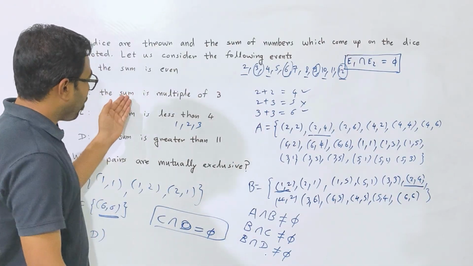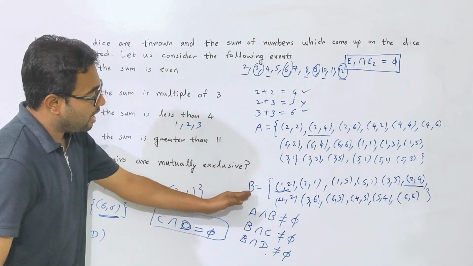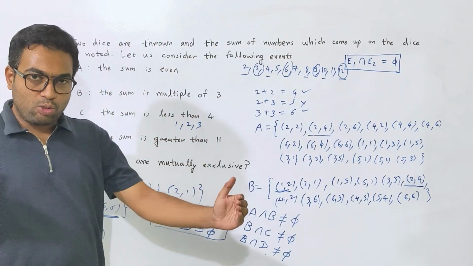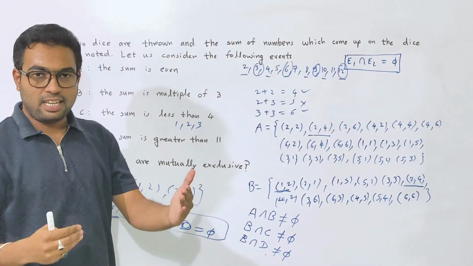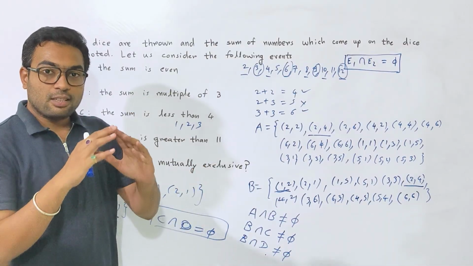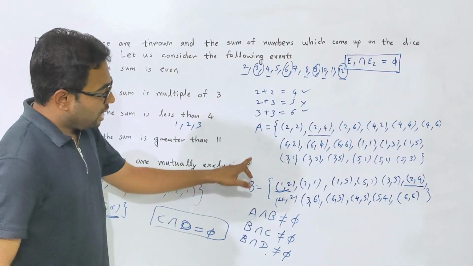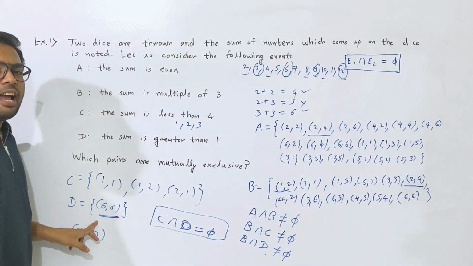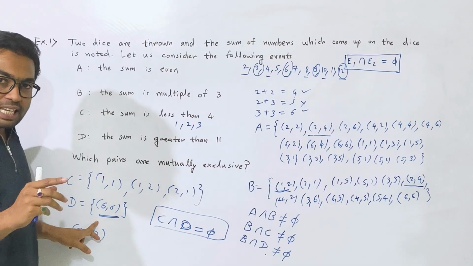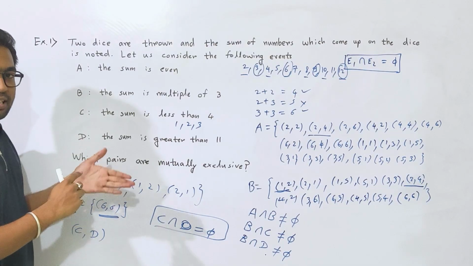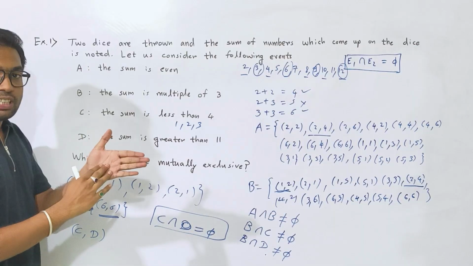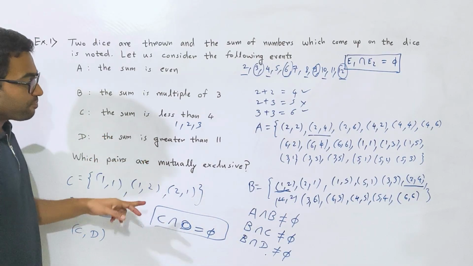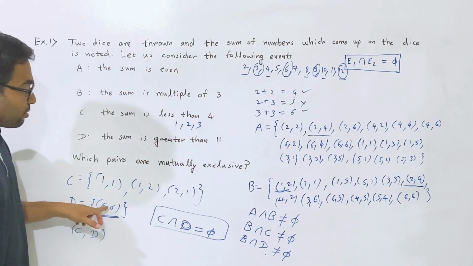So, what are exhaustive events? If I collect all the possible outcomes for A, B, C, D, meaning if I take the union of the events A, B, C and D, I should get the whole sample space. So, if I take the union of A with B, with C, with D, am I getting the sample space S? Sample space S means all 6 times 6, that is 36 outcomes. Am I getting all those 36 outcomes here?